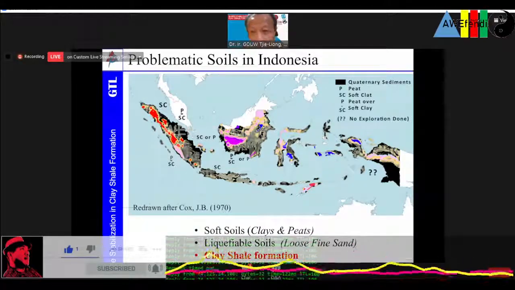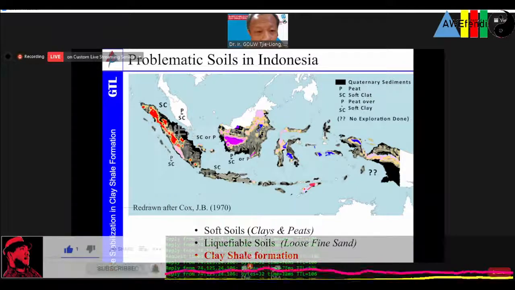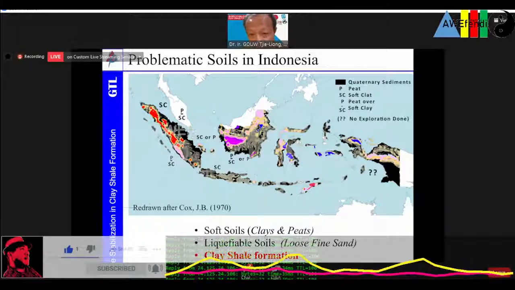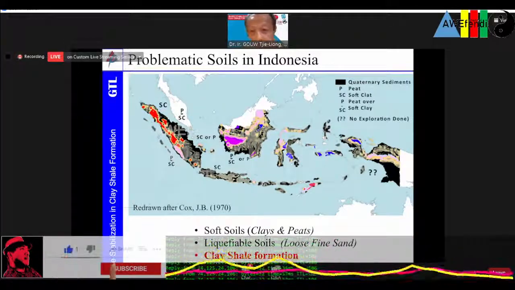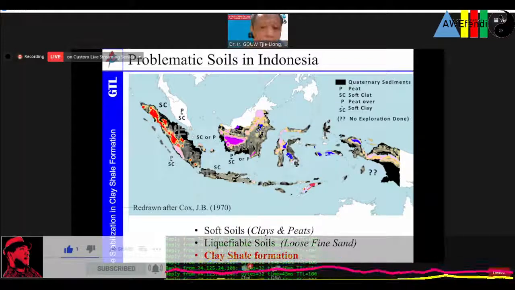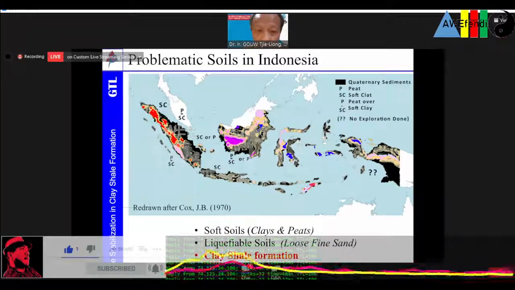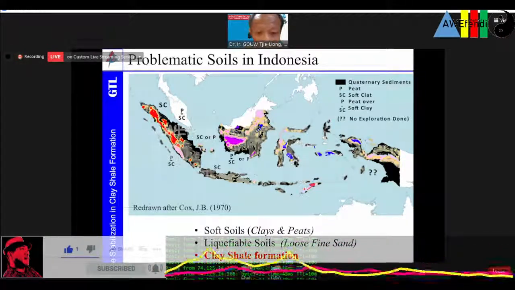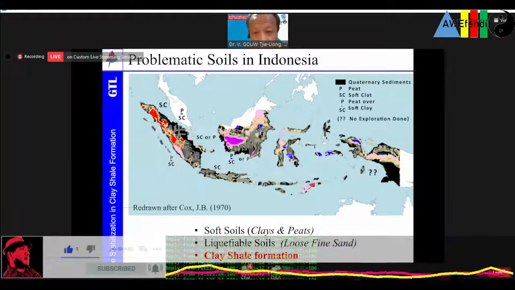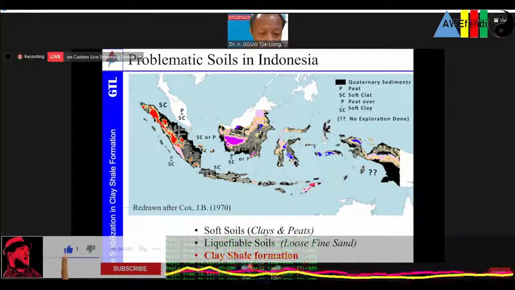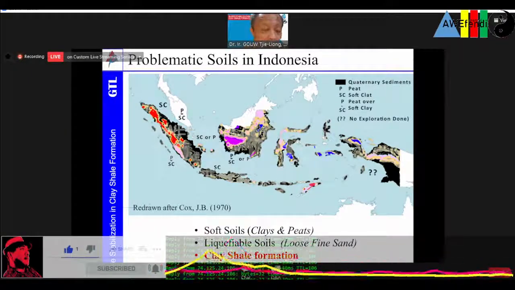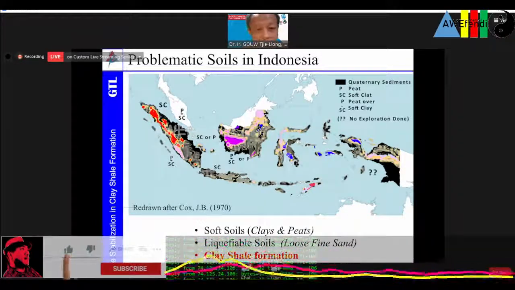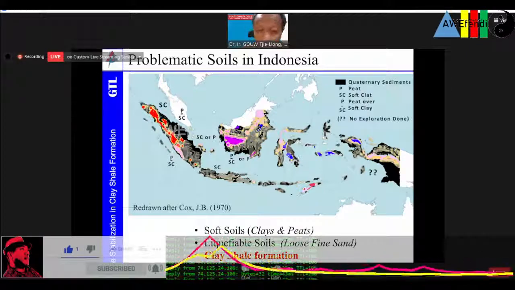This is the map from Cox, if I'm not mistaken, which I modified a little bit by adding some features. There you see the black area is the soft clay area, the peat area, and then you also have the liquefiable soil in the sandy area. We know that Indonesia also has earthquakes with a lot of liquefaction occurring, including the flow liquefaction in Palu during 2018. This project is located not very far from that area. We shall see later.